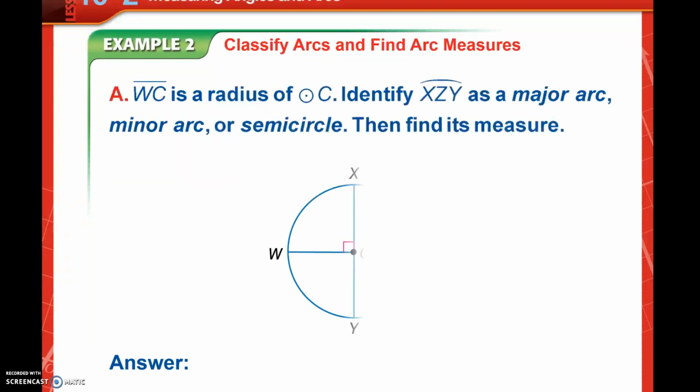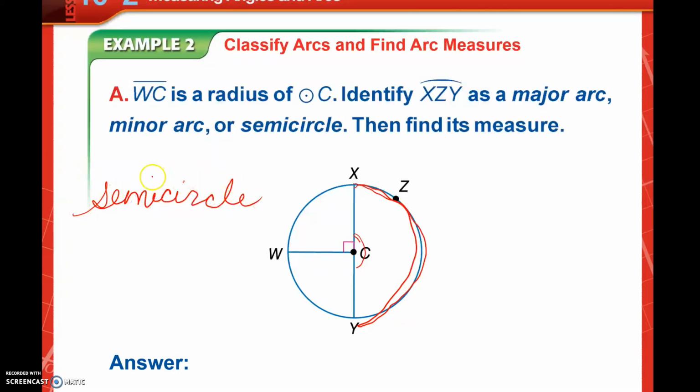So we're going to look at identifying the arc and then finding its measure. So X, Z, Y. It is a semicircle because it's half of the way around. And its measure is the same as this angle measure, which is 180 degrees.